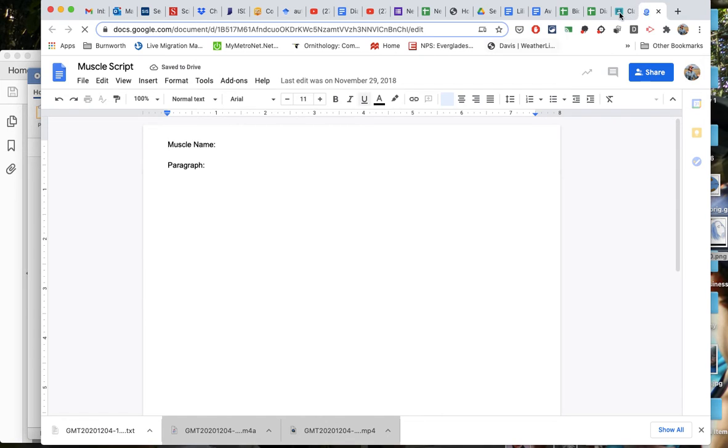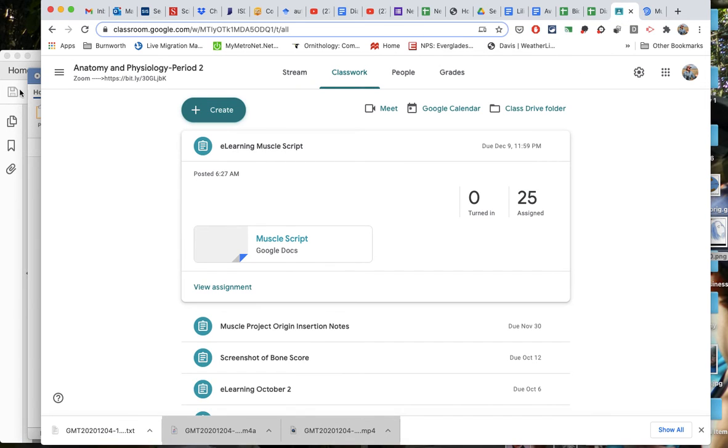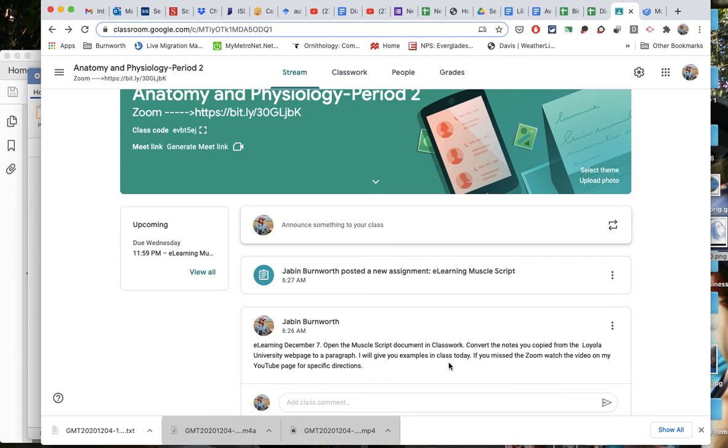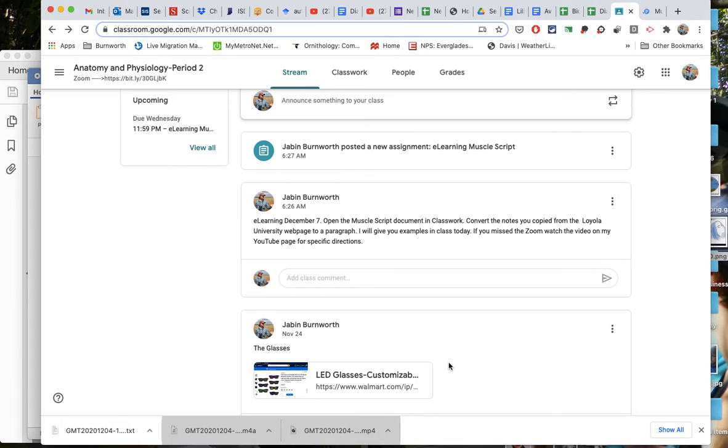In the directions, it once again says, let me go back to that so I can show you, to convert the notes you copied from the Loyola University webpage to a paragraph. I will give you examples in class today. If you miss the Zoom, watch the video on my YouTube page for specific directions. So these are the directions that I'm going to give you.